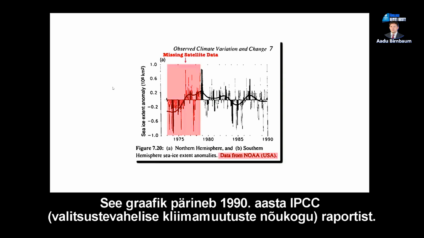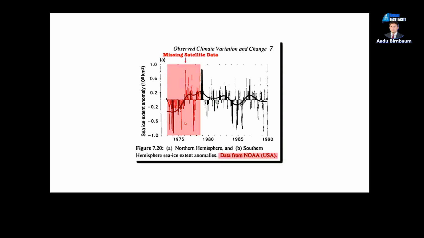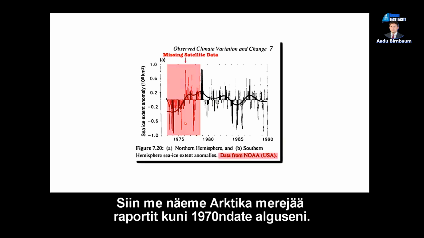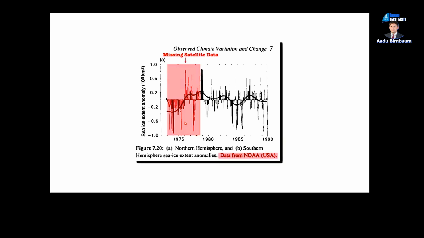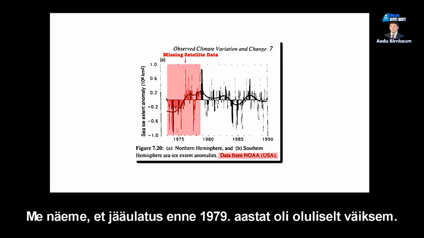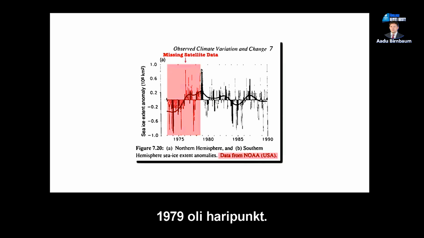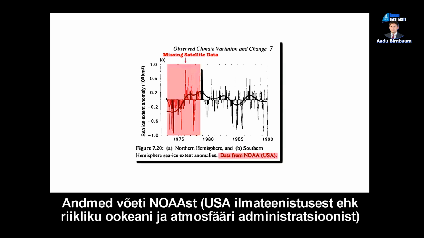This graph is from the 1990 Intergovernmental Panel on Climate Change report. It shows Arctic sea ice extent all the way back to the early 1970s. And as you can see, extent was much lower prior to 1979. In 1979 was the peak. The data was taken from the National Oceanic and Atmospheric Administration.